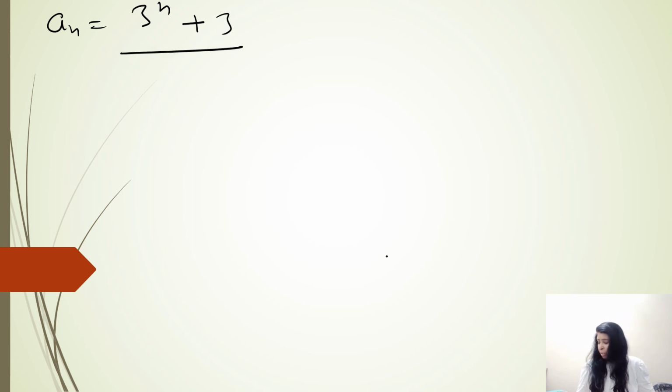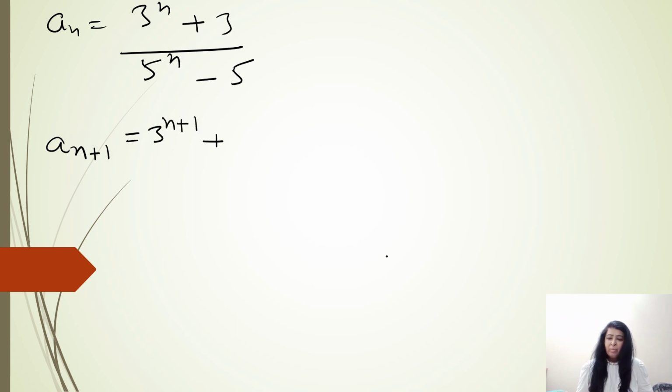an is equal to 3 raised to power n plus 3 divided by 5 raised to power n minus 5. So first of all we will write an plus 1. So an plus 1 will be 3 raised to power n plus 1 plus 3 divided by 5 raised to power n plus 1 minus 5. Now what will we do? We will apply the ratio test.